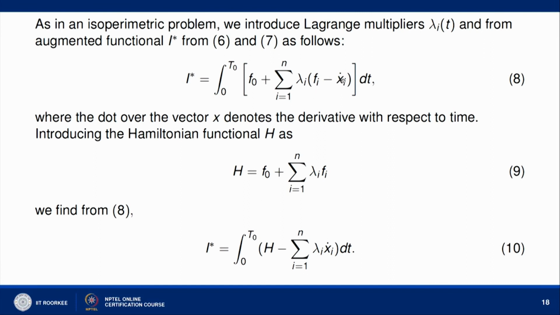Now here xi dot denotes the derivative with respect to time t. We denote this portion, f naught plus summation i equal to 1 to n of lambda i f i, as h, which is known as the Hamiltonian functional h. In terms of the Hamiltonian functional h, we can rewrite this I star as the integral from 0 to t naught of h minus summation i equal to 1 to n lambda i xi dot dt.